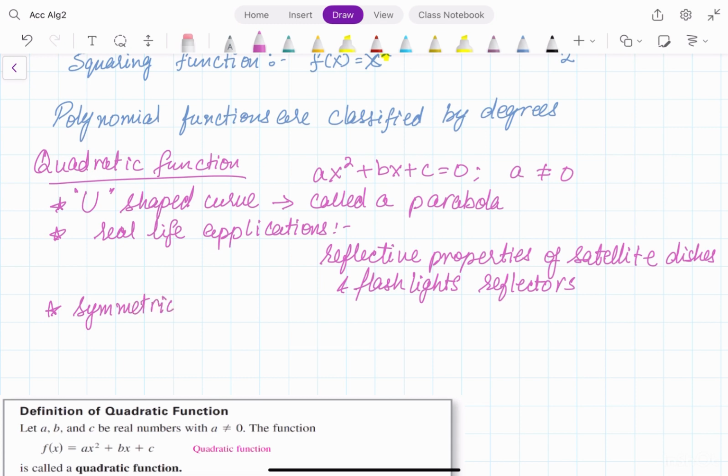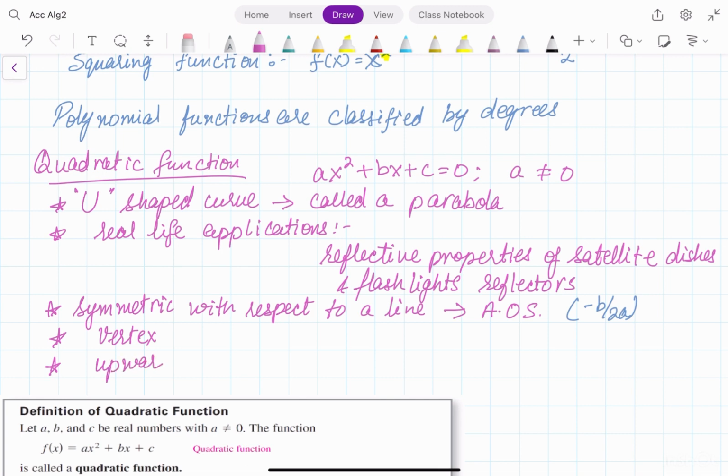Then, the parabola is symmetric with respect to a line, and that line is called the axis of symmetry, or AOS in short form. You know how to calculate AOS. It is negative b over 2a, and that gives the x coordinate of the vertex. We will talk about it in more detail as we move ahead. Another thing that we need to show is the vertex. For the parent function, the vertex will be (0, 0), but the vertex will change as we transform the quadratic function.